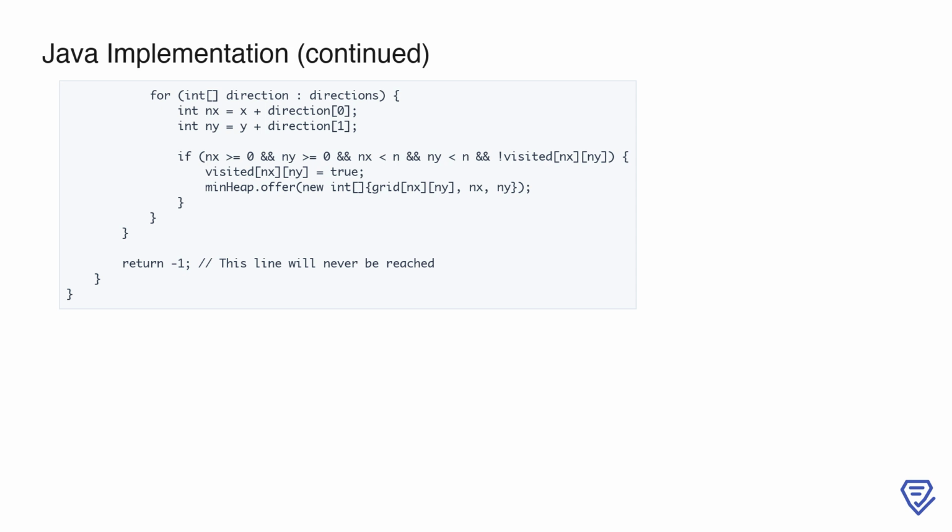The while loop continues this process, exploring new cells and updating the maximum elevation encountered until we either reach the bottom right corner or exhaust all possibilities, though the latter is impossible in a valid grid. Finally, the method includes a return statement of -1 as a safeguard, but this line is unreachable because the problem guarantees a solution exists. This implementation efficiently combines the use of a priority queue and breadth-first search to solve the problem with optimal time complexity.